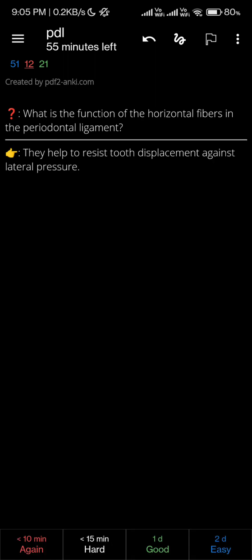So what is the function of horizontal fibers in the periodontal ligament? Horizontal fibers help to resist lateral pressure and prevent tooth displacement against the lateral pressure.